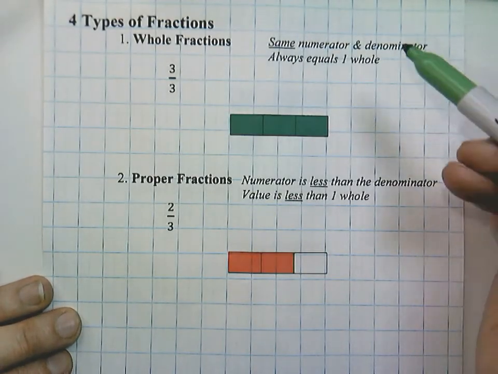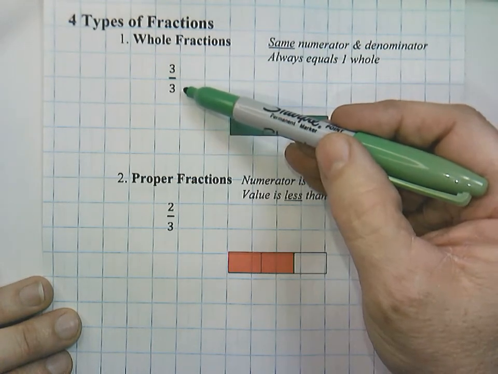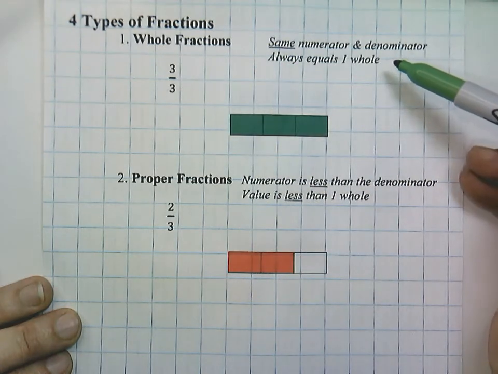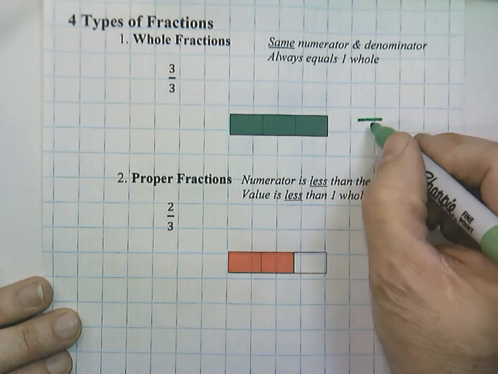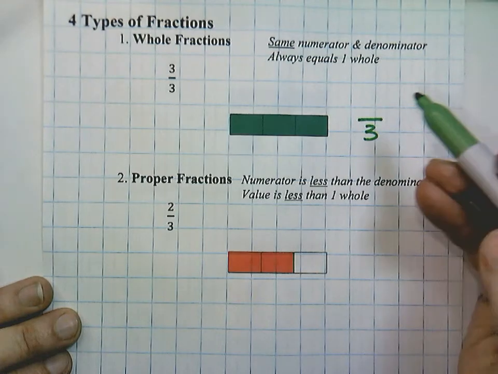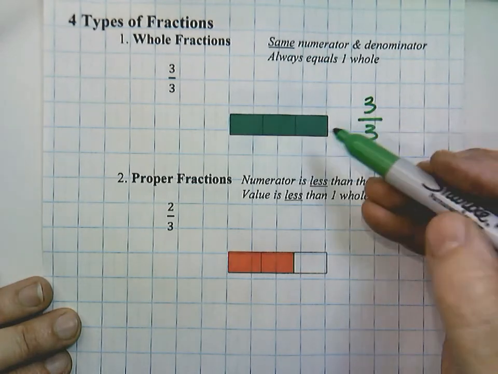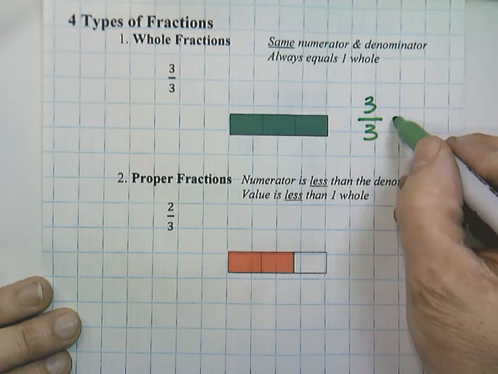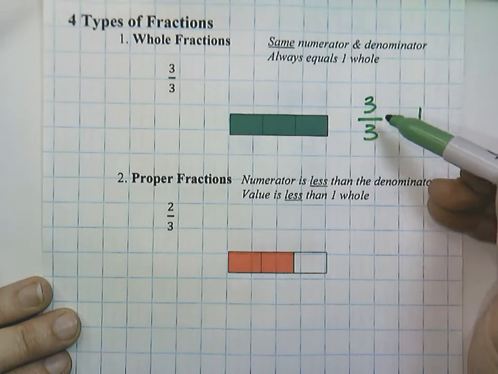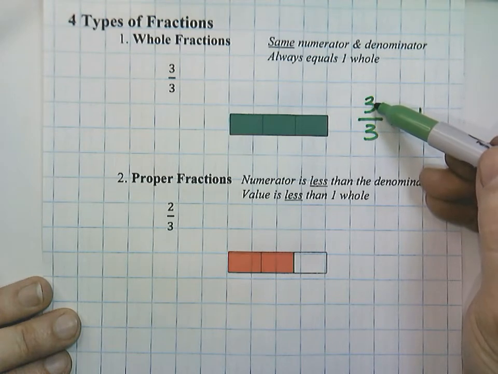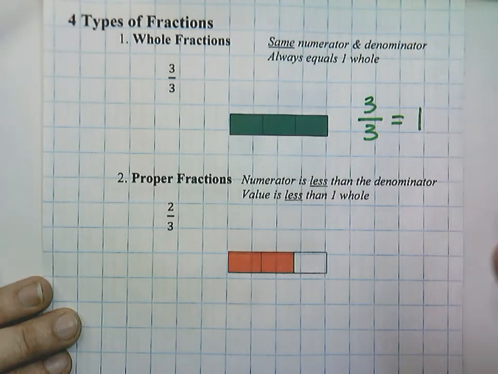There are 4 types of fractions. Whole fractions are fractions that have the same numerator and the same denominator, and they always equal 1 whole. In this model, you see that there's 1, 2, 3 parts. That would be our denominator on the bottom. 1, 2, 3, they're all shaded green. So that's where we get the 3/3. As you can see, 1 whole is shaded, so that would be equal to 1 whole. It doesn't matter if you have 4/4 or 5/5 or 10/10 or any number, as long as your numerator and denominator are the same number, it's called a whole fraction and it always equals 1 whole.